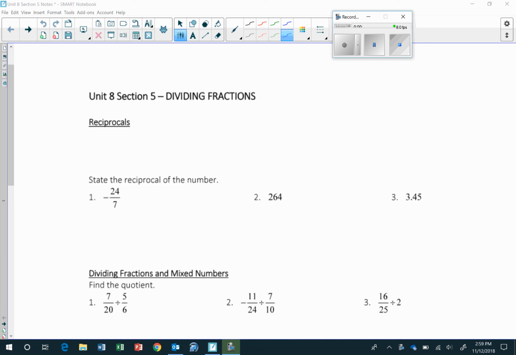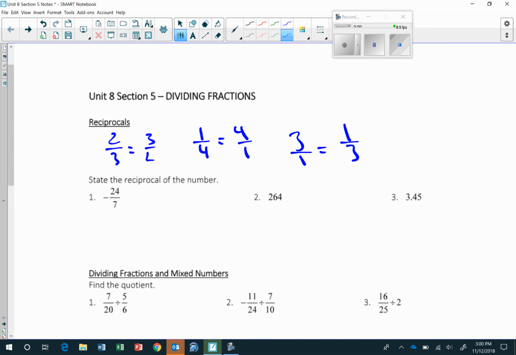When we're dividing fractions, the first thing we do is go over what a reciprocal is. A reciprocal is when you take a fraction and you flip the numerator and the denominator. So for instance, if we had 2/3, the reciprocal of 2/3 would be 3/2. If we had something like 1/4, the reciprocal would be 4/1. If we had something like 3, as a fraction that is 3/1, so the reciprocal would be 1/3. Now, by definition, reciprocals are two numbers that when you multiply them, you get an answer of 1. So if we take a number and multiply it by its reciprocal, it'll always wind up being 1.